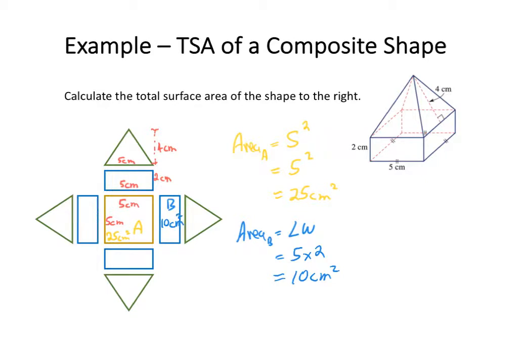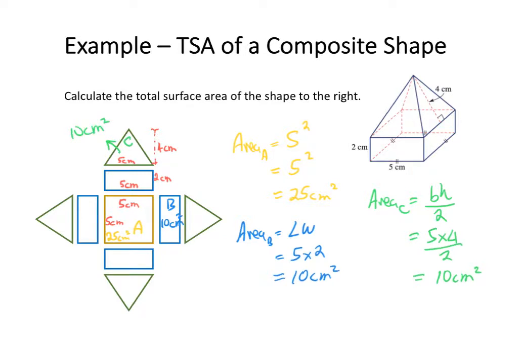And the last shape that we need to do is our triangles. So we'll call them shape C. So the area of shape C is going to be base times height divided by 2. Substituting in our values, it's going to be 5 times 4 divided by 2, which is equal to 10 centimeters squared. So we'll add that in to our net as well.